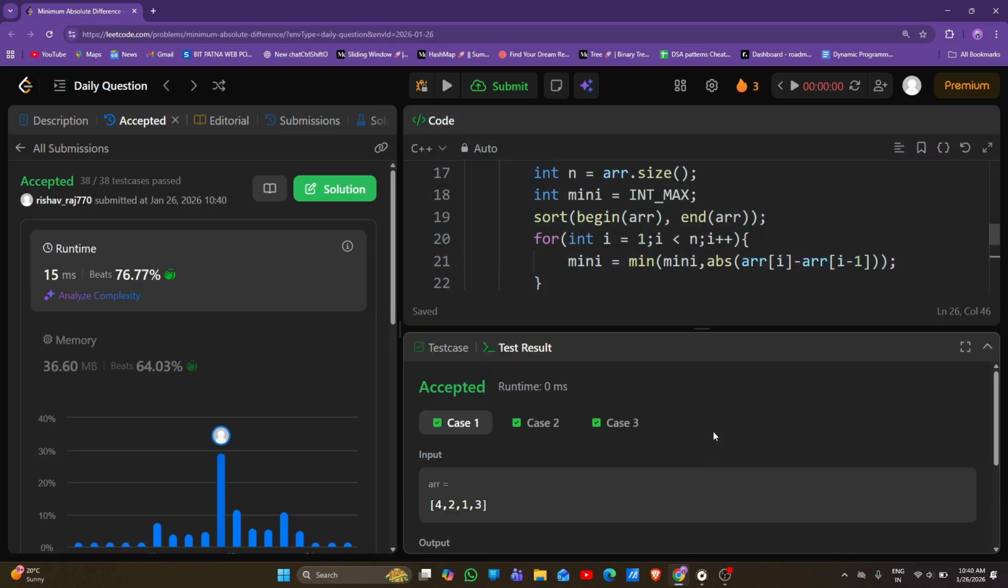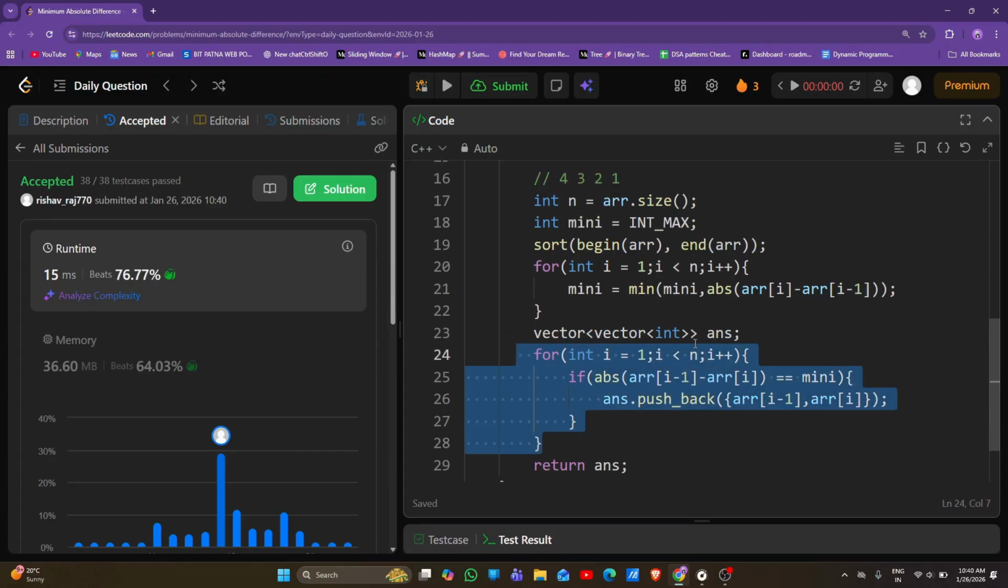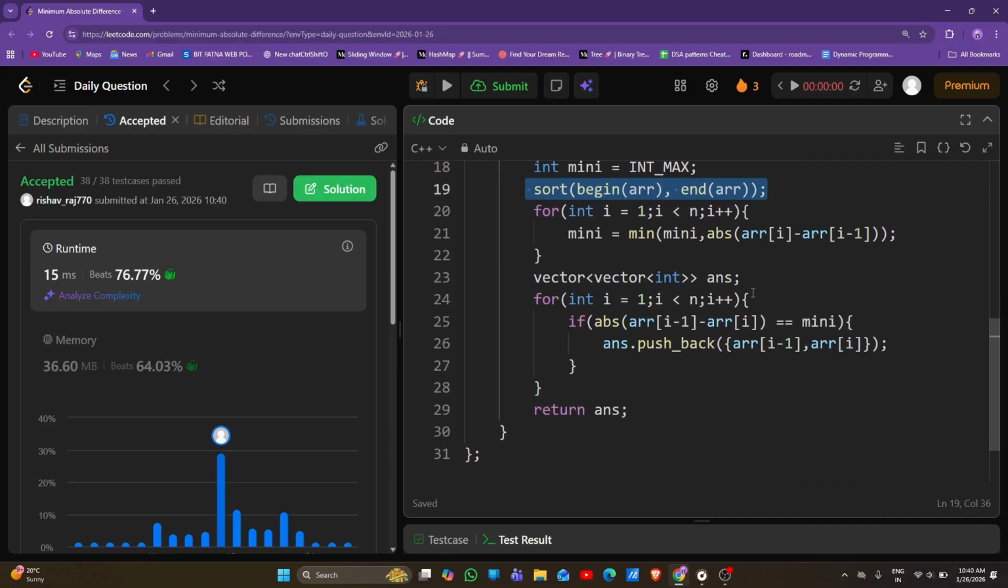If we talk about the complexity, it is O of n, O of n, and O of n log n for sorting. So overall it will be n log n. And for space, we are not taking any extra space here, other than what is necessarily required for the answer.